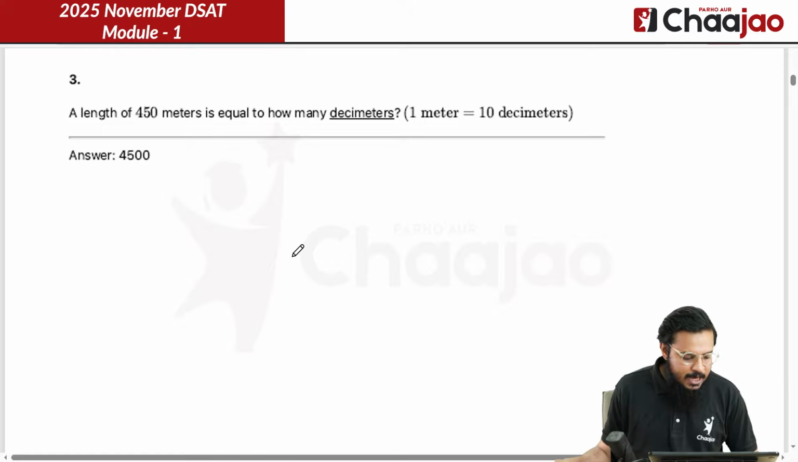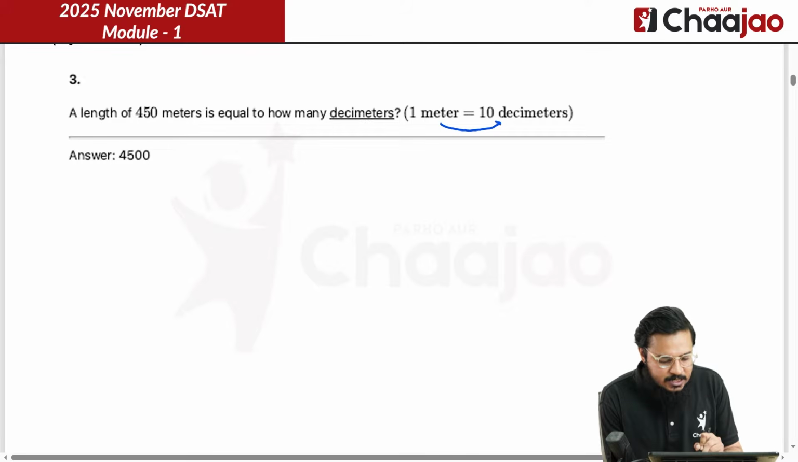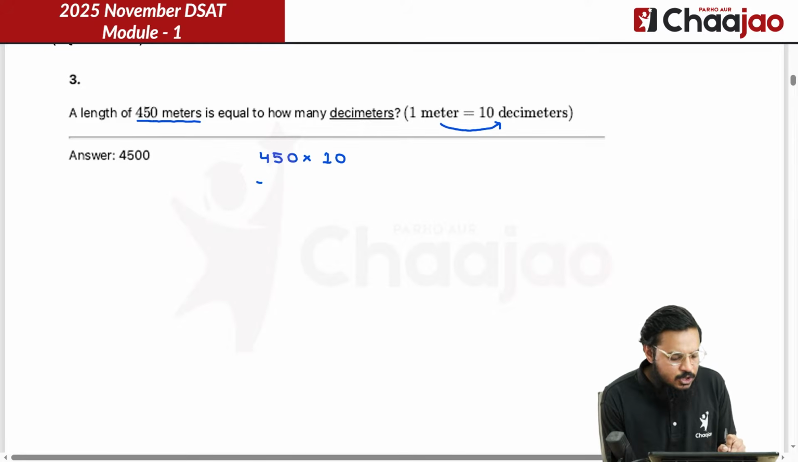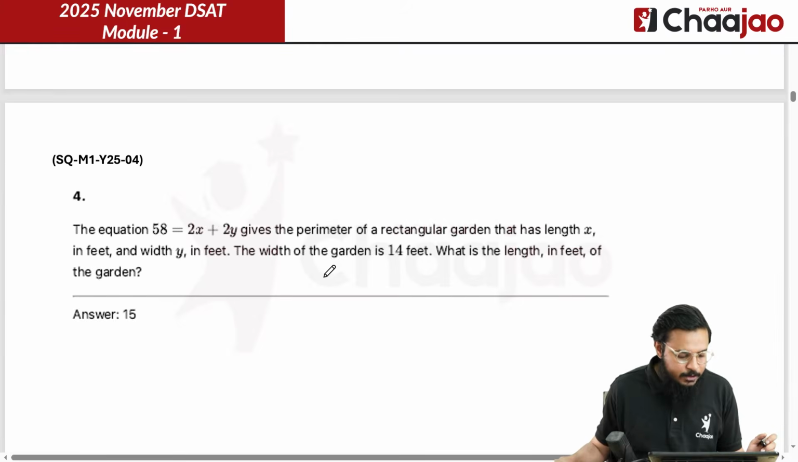Now moving on to the next question. A length of 450 meters is equal to how many decimeters? So we know that 1 meter is equal to 10 decimeters. So obviously you have to convert 450 meters into decimeters. So you're going to multiply 450 by 10, a simple question on unit conversions. You can just apply the unitary method as well if you're comfortable with that particular method. 45 times 10 would give you the right answer as 4,500.